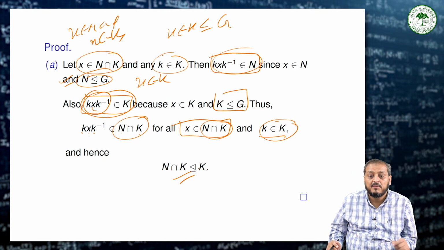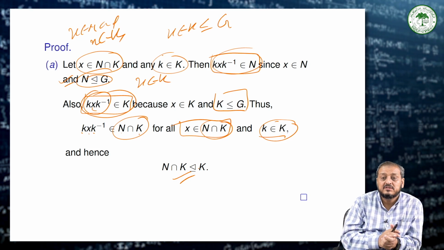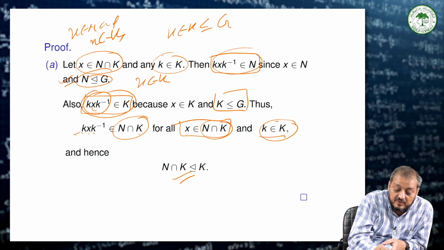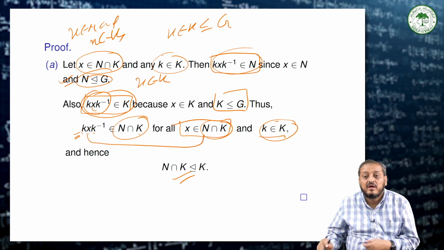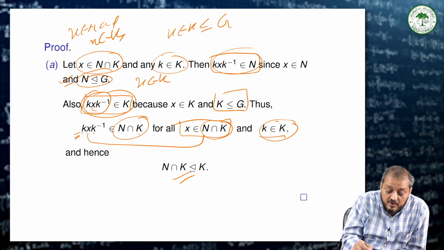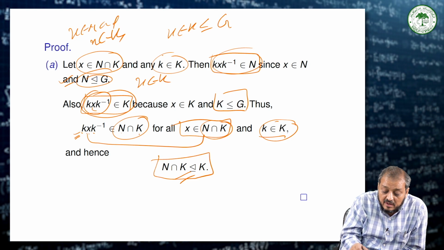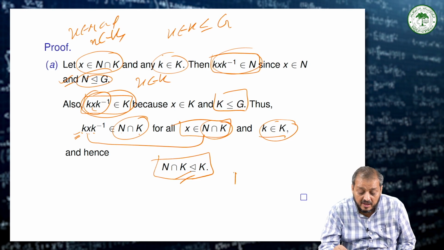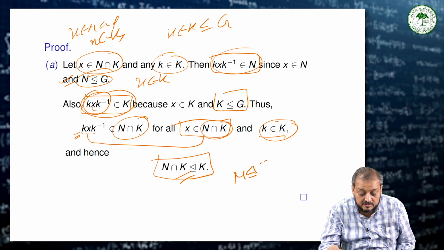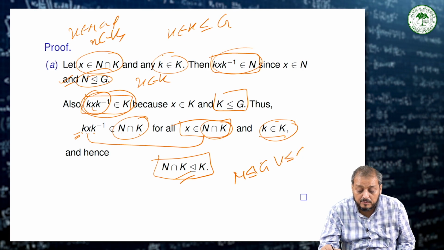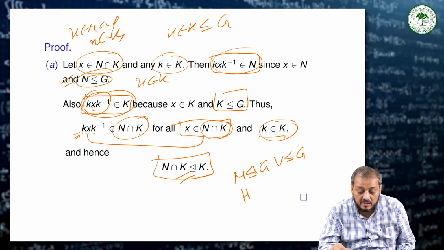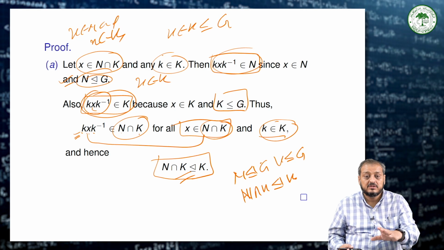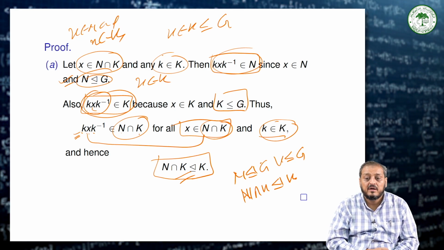So this completes the proof of this result. We can simply say that we have to show that Kx, where K is an element of K and X is an element of N intersection K, so that N intersection K is a normal subgroup of K. If N is normal in G and K is a subgroup of G, then we have to show that N intersection K is normal in K. So this completes the proof of part 1.